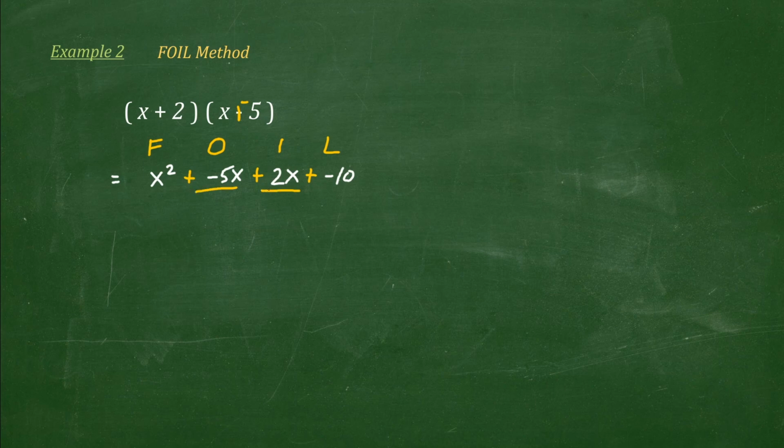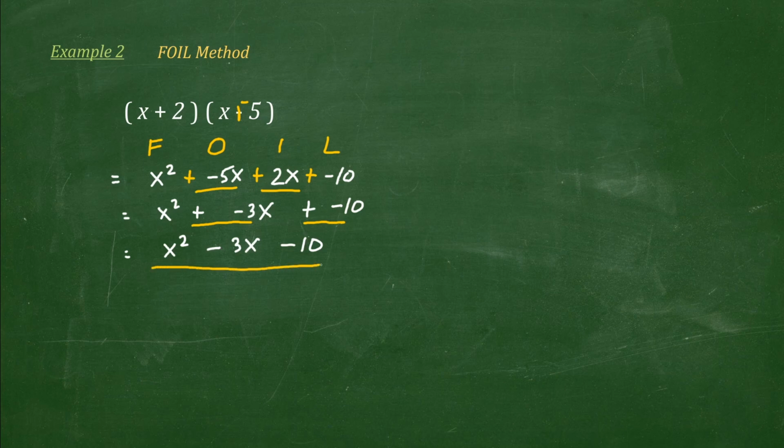So combining, we have x squared plus negative 5x plus 2x is negative 3x plus negative 10. But plus negative here is not simple enough. Finally, let's simplify it further. X squared plus negative becomes minus 3x, and also this becomes minus 10, giving us this final answer.